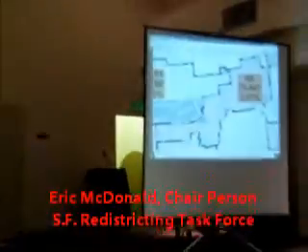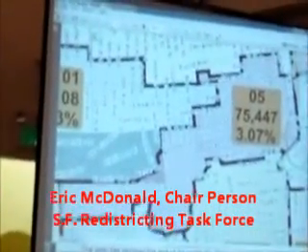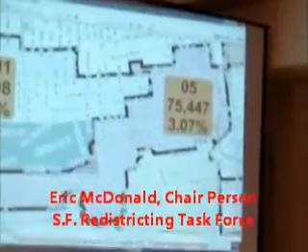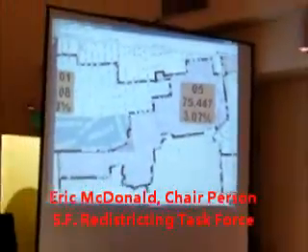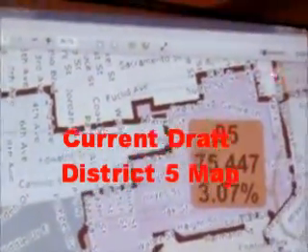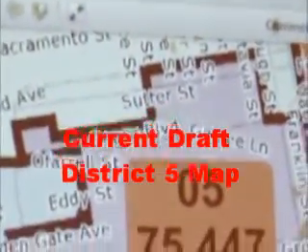So here is the current draft, in particular of District 5. You'll note that the 3.07 is, simply put, the percentage of what we call deviation. Jim, if you go up to the top right there, yes. Parts of Japantown are included currently in D5, not all.